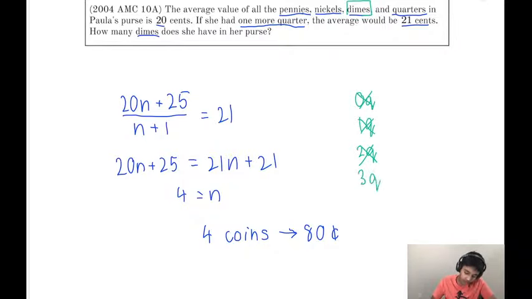So even 2 quarters is not possible, but 3 quarters does work. If we have 3 quarters, that means that out of these 80 cents, we already got 75 cents. And we just need 5 more cents in order to complete our 80 cents with 1 coin. So we need an additional 5 cents in 1 coin, and we can do that by adding a nickel.